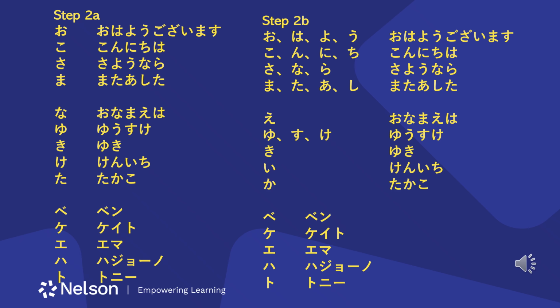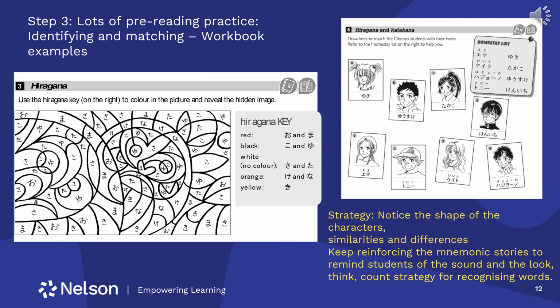And I give them a homework task to impress their parents where they have to read a list of words to someone at home, and I provide a parent-friendly answer sheet in Romaji. 2B. These are suggestions for extra characters you could teach. Step 3. Lots of pre-reading practice like identifying and matching, allowing students to notice the shape of the characters. Here in task 3, students find and match single kana, and then in task 6, they match words.